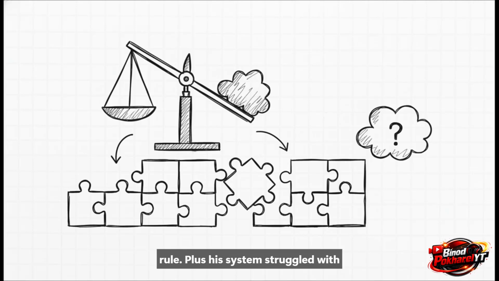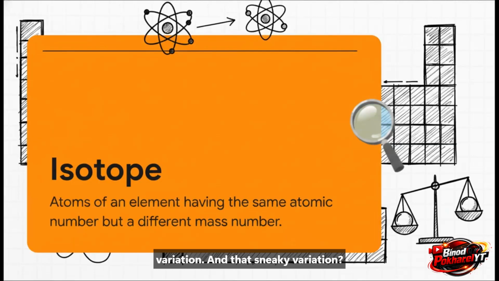Plus, his system struggled with where to put hydrogen. It completely lacked a proper home for the heavy lanthanide and actinide series. And, most critically, it completely failed to account for a really sneaky atomic variation. And that sneaky variation? It's the isotope.